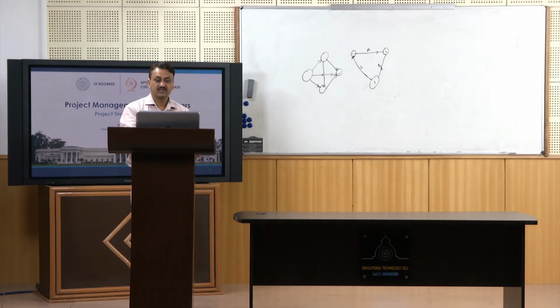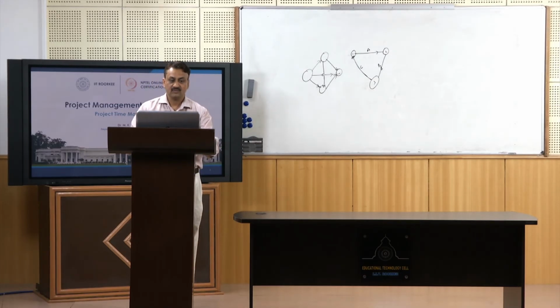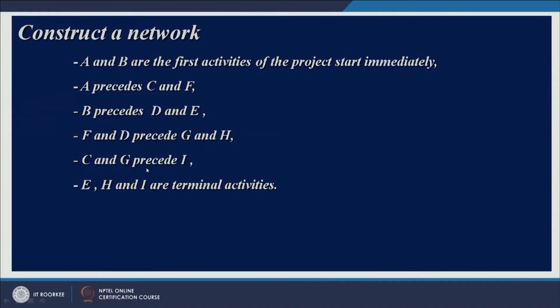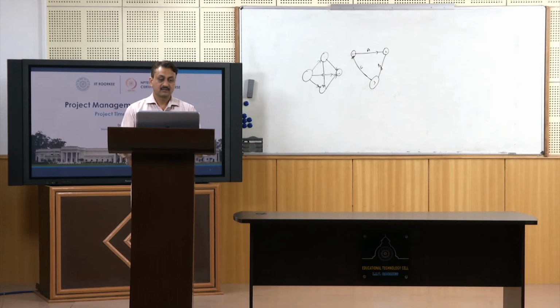F and D precede G and H. So, first you have F and D, and then you have G and H. C and G precede I. E, H and I are terminal activities. So, all these activities are coming at one particular node, which is called the sink node. So, just try to draw this particular network.